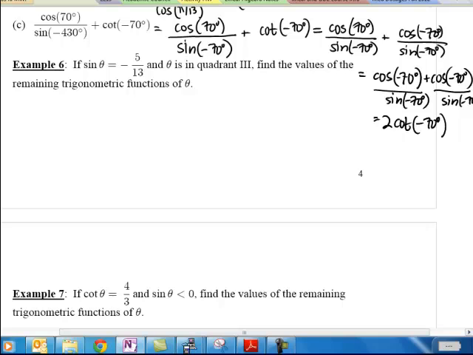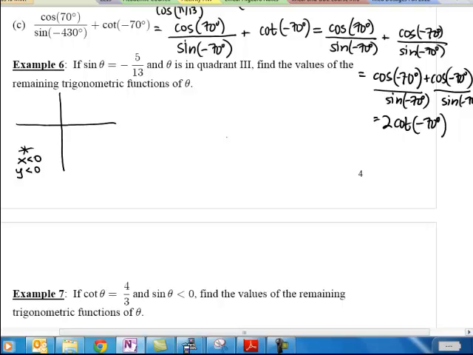Let's look at example 6. So if sine theta is negative 5/13 and we know theta is in quadrant 3, that should be enough information with all of our identities and relationships to figure out the values for the rest of the trig functions of theta. So we've got some point over here in quadrant 3. In quadrant 3 we know x is less than 0 and y is less than 0. Right?